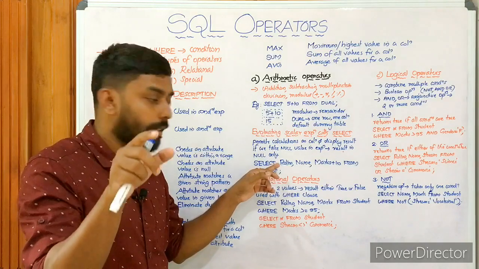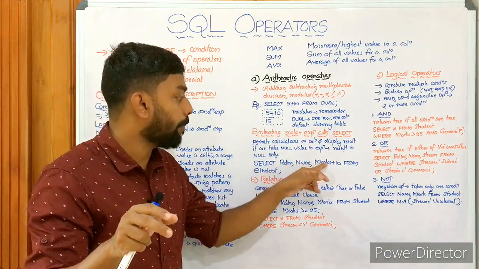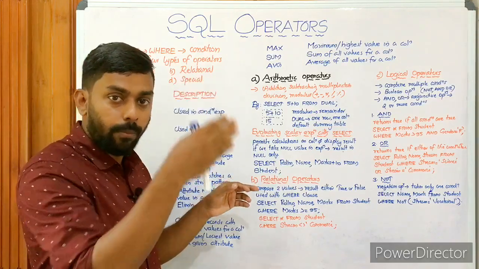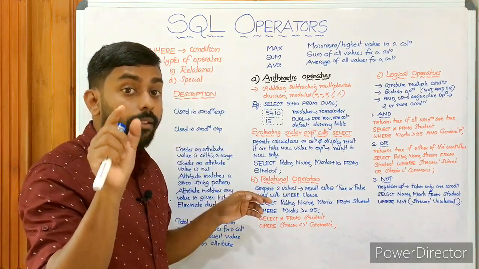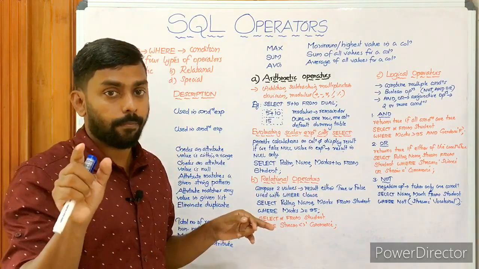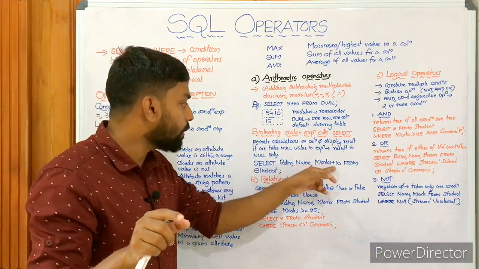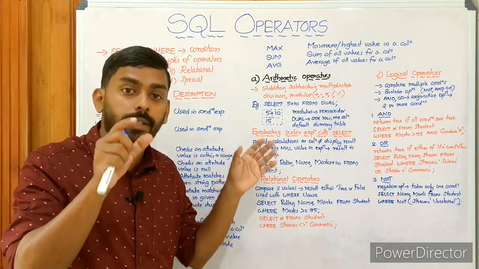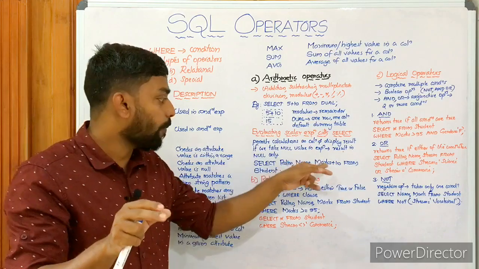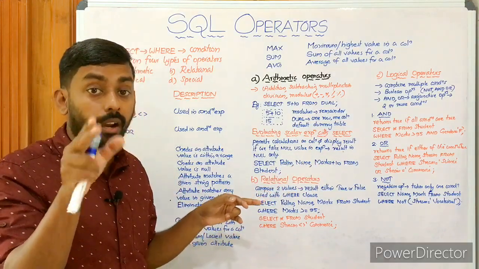The resultant table will have roll number, name, and marks plus 10 as column names. The first column will be roll number, the second column will be name, and the name of the third column will be marks plus 10, because this is the given name after select. That is the one displayed. So marks plus 10 will be the last column, the third column.